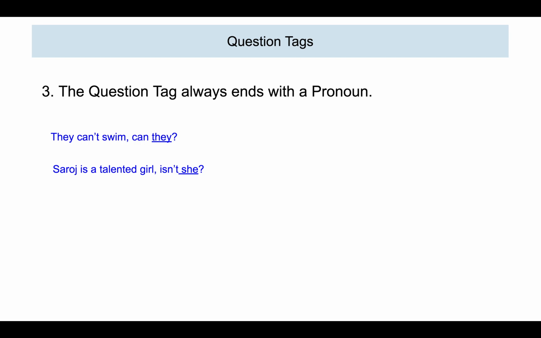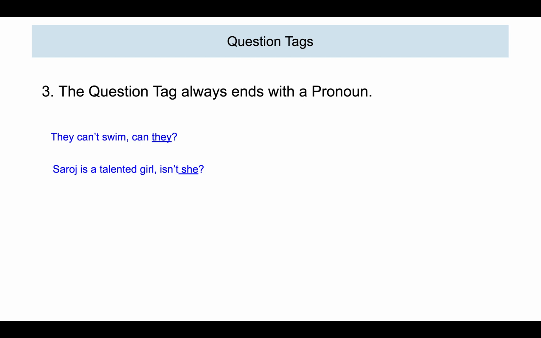Now if you take the sentence, Saroj is a talented girl, isn't she? I'll just revise all the three rules that we have just now discussed. First thing is that the tense has to be the same. So Saroj is present tense. Isn't she? Again the tense is present. If the first part is positive, the question tag has to be negative. So Saroj is a talented girl is a positive statement and the question tag isn't she is a negative statement.